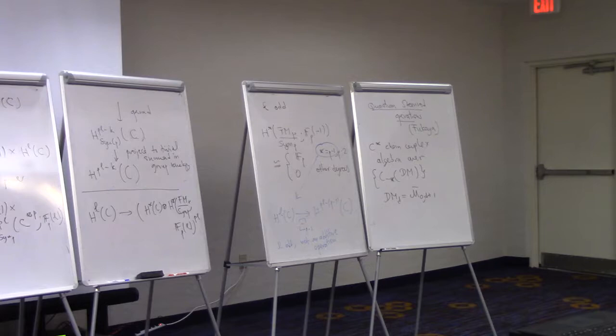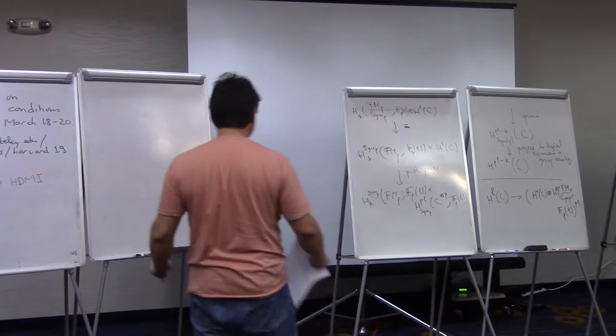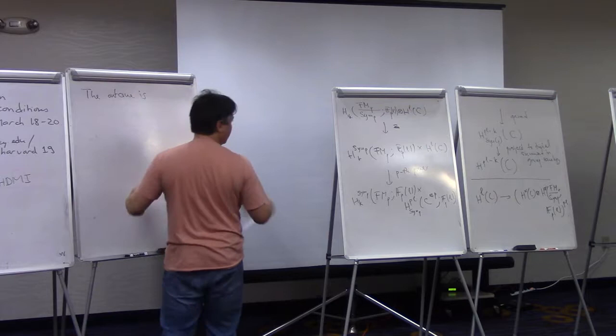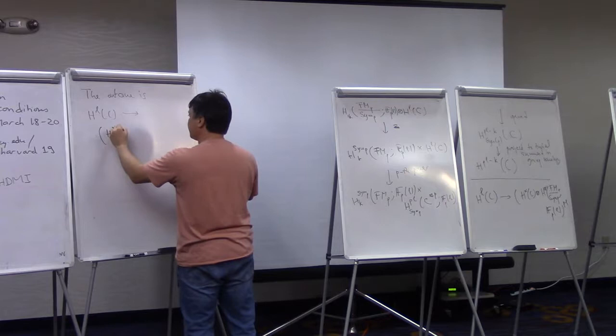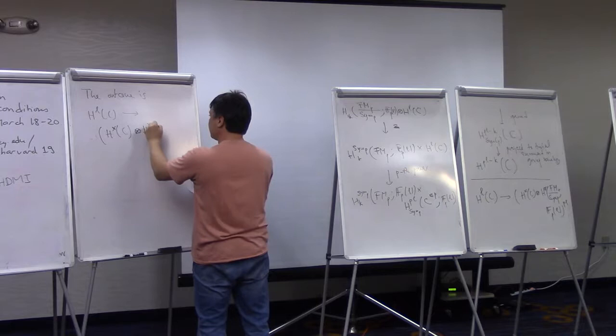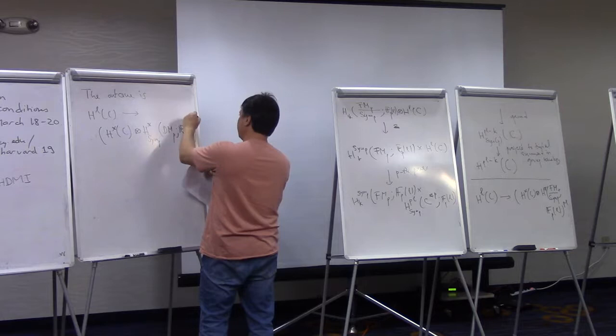In principle, they go like this. Instead of having the Fulton-MacPherson spaces, you have the Deligne-Mumford spaces. So the outcome is parametrized by classes in the equivariant cohomology of the Deligne-Mumford space.